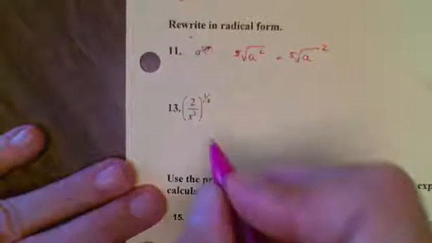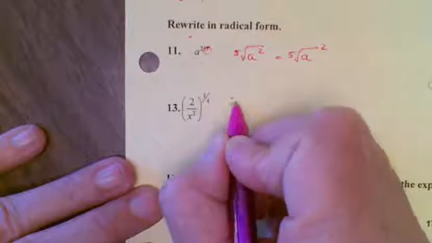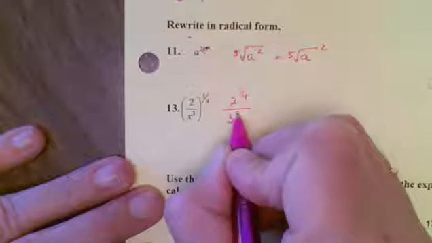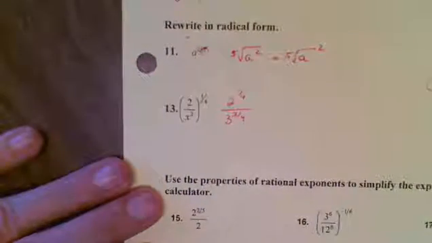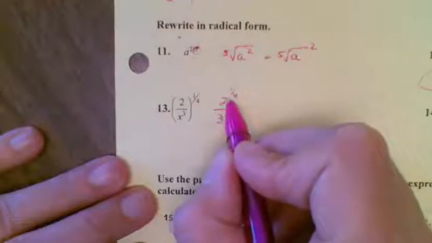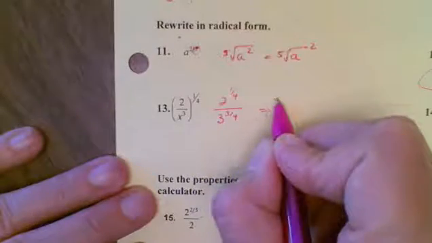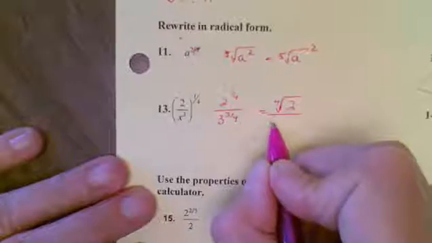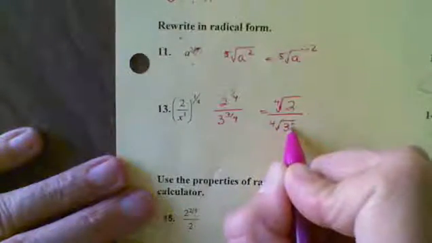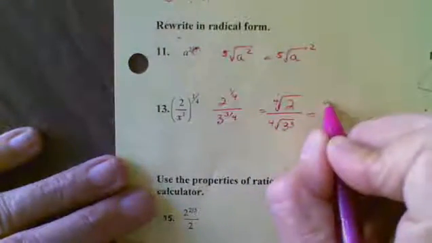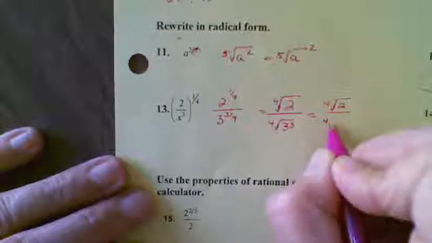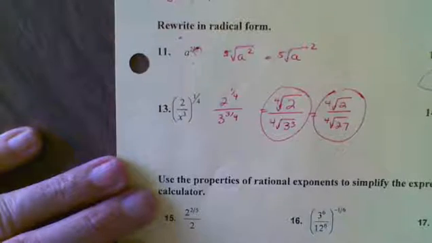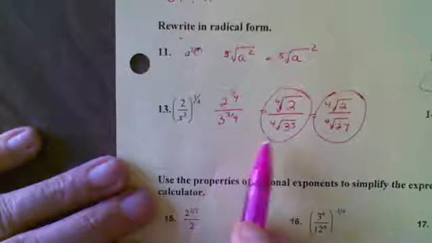Same with 13. You have 2 to the 1/4, and you have x to the 3/4. If you want to break it up and take each one separately as a radical, which means I would take the 4th root of 2 to the first over the 4th root of 3 to the 3rd. And 3 to the 3rd is 27. So you probably would want to write the 4th root of 2 over the 4th root of 27. That would work. This I would give you credit for as long as you're writing this as a radical.